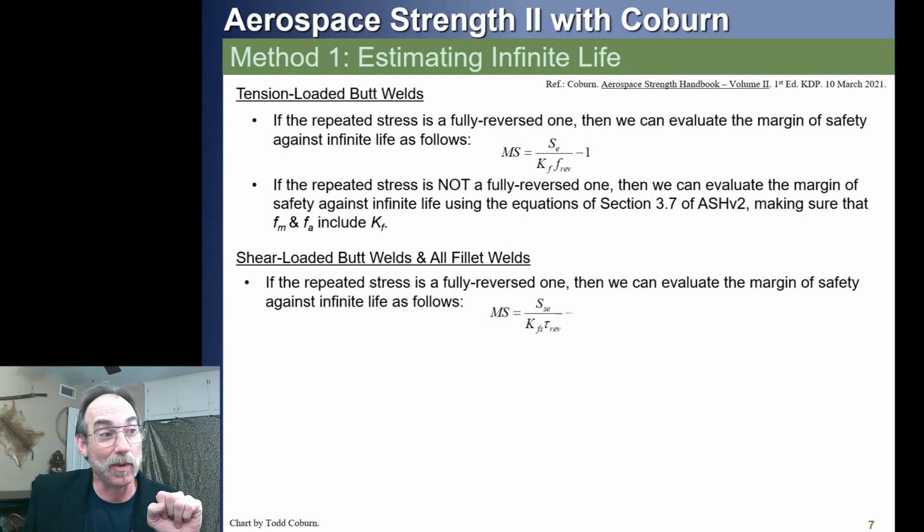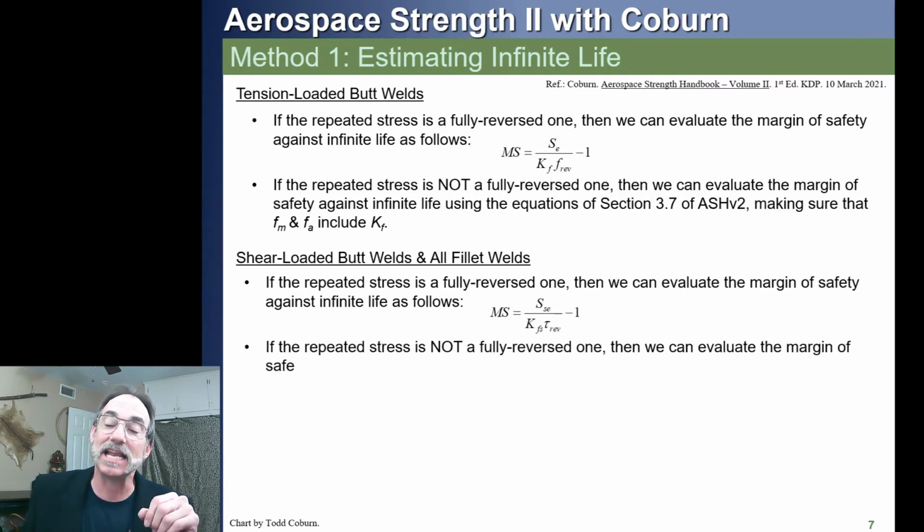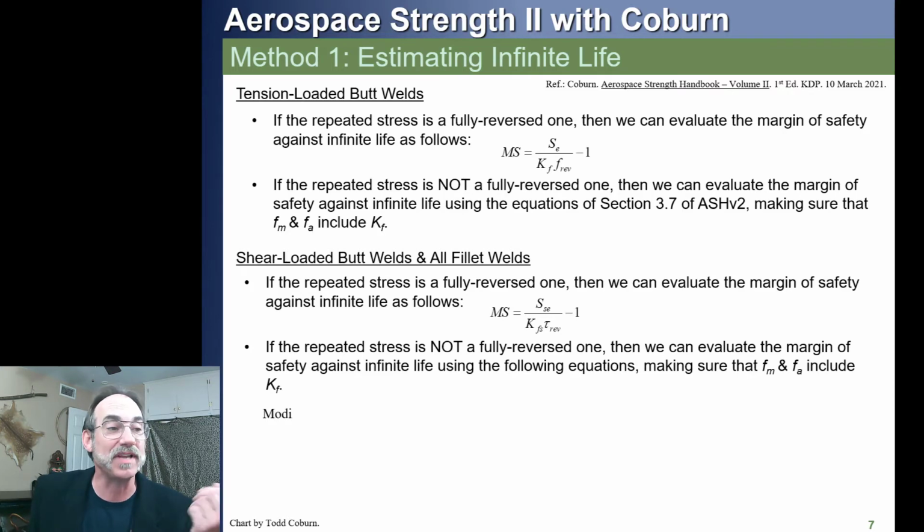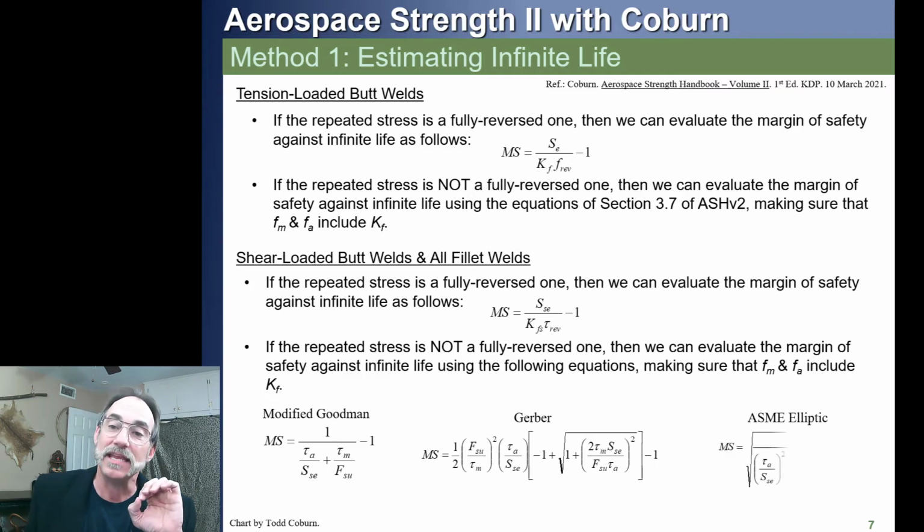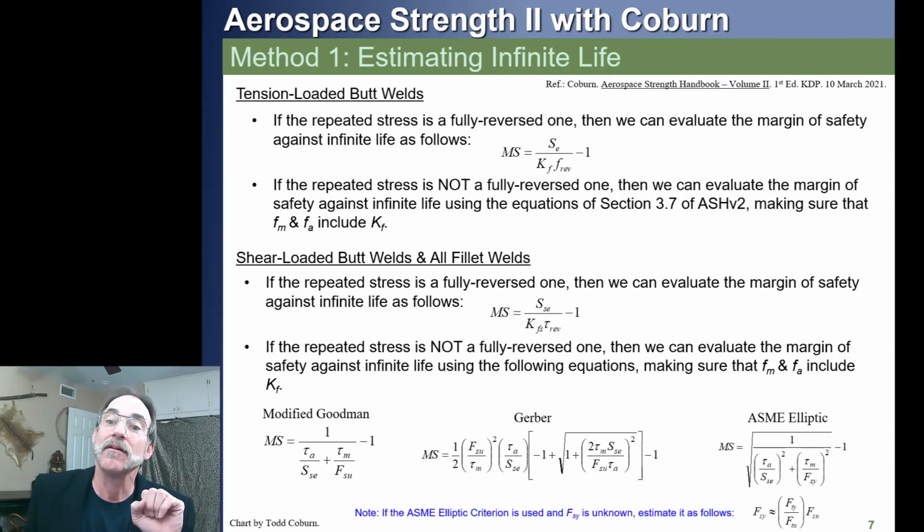Even though it's very similar, we'll go ahead and provide it here. So if we have a shear-loaded butt weld or any fillet weld, once again, if it's already fully reversed stress, we can evaluate the margin of safety against fatigue, against infinite life, by just taking the endurance limit and dividing by the stress concentration factor multiplied by the fully reversed stress. If it's not already a fully reversed stress level, we would convert it. We have the Goodman criteria, the Gerber criteria, and the ASME elliptic criteria, and we will just plug in our tau A and tau M into these equations in order to evaluate what the margin of safety is. Now remember, these mean and alternating stresses already include the stress concentration factor.